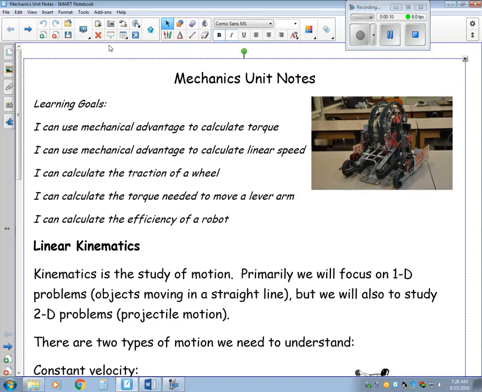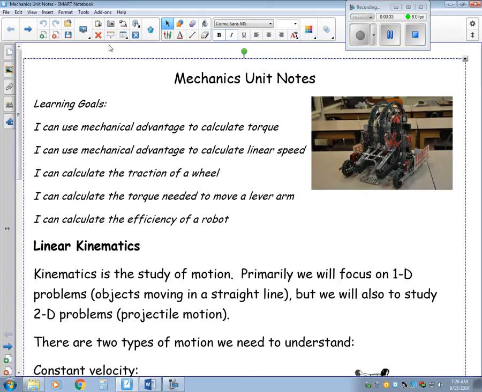So for this unit, we got quite a few learning goals. I want you to be able to use mechanical advantage to calculate torque. I want you to be able to use mechanical advantage to calculate linear speed. I want you to be able to calculate the traction of a wheel. I want you to be able to calculate the torque needed to move a lever arm. And finally, I want you to be able to calculate efficiency.